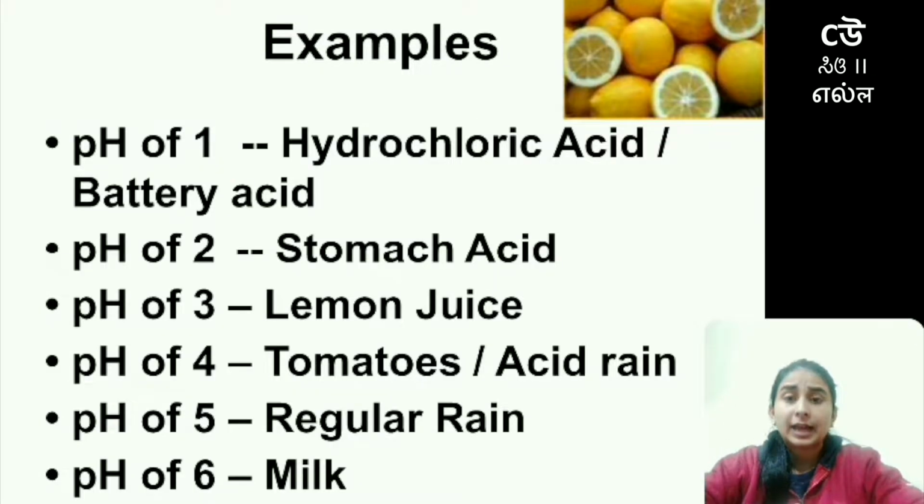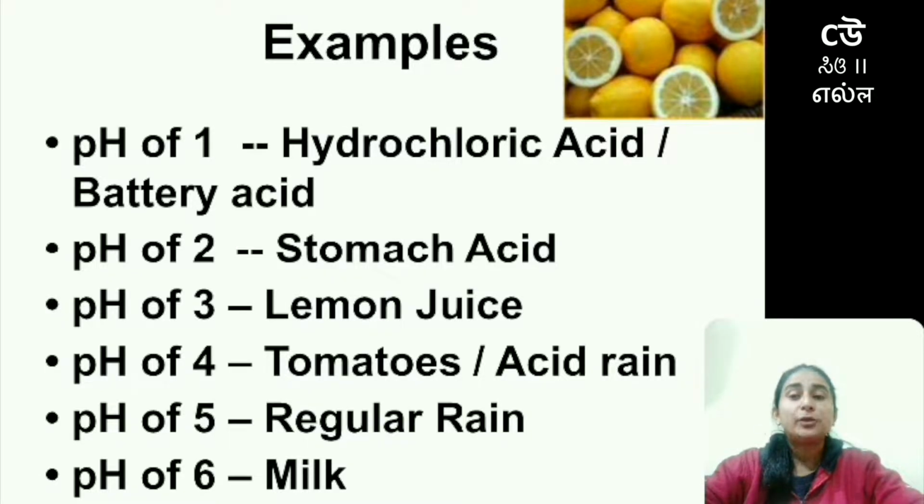Moving on, now we are going to cover some examples of acids that have different pH values ranging from pH 1 till pH 6. So number 1 is hydrochloric acid, which is said to be a very strong acid. This hydrochloric acid has a pH value of 1. And students, this hydrochloric acid can also be called a battery acid. Then we have stomach acid. Stomach acid has a pH value of 2.